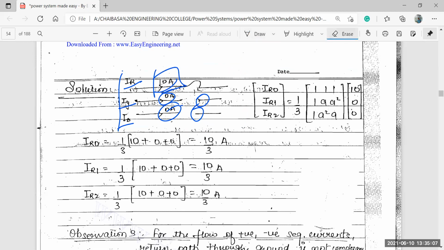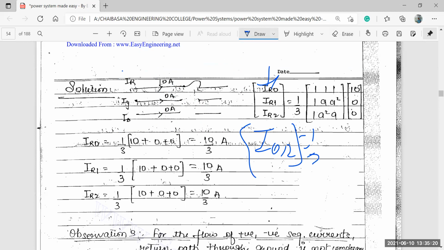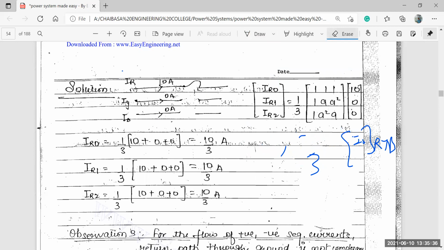Okay, so we'll see that with the same formula we used in the earlier question, that is the matrix of IR0, IR1, IR2 equals 1 by 3 times the matrix of A, the operator, and the currents, that is IR, IY, IB. We'll see the data given, and you have the phase currents, that is 10, 0, 0, and again multiplying.